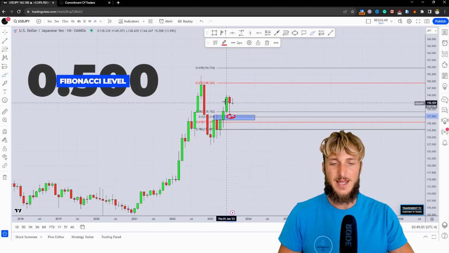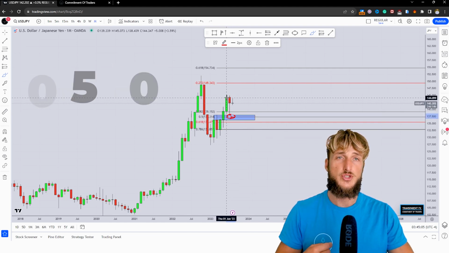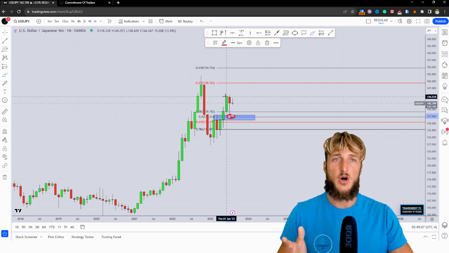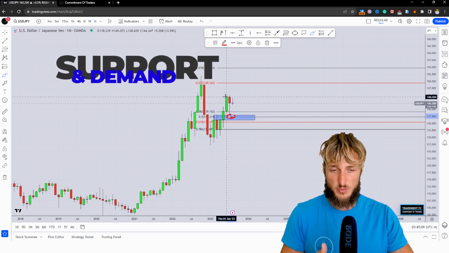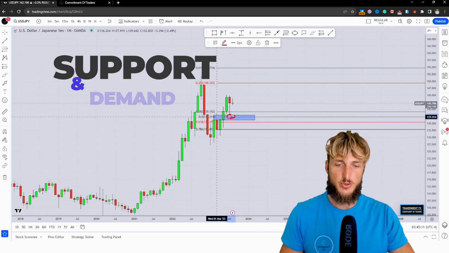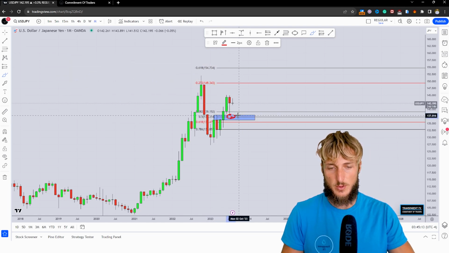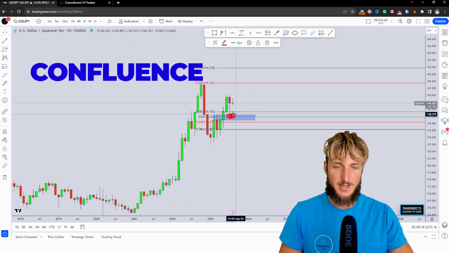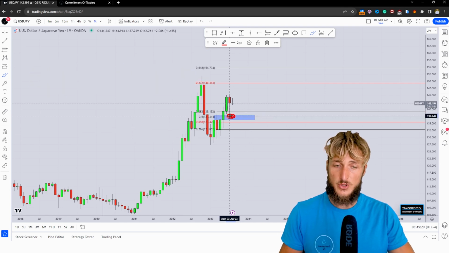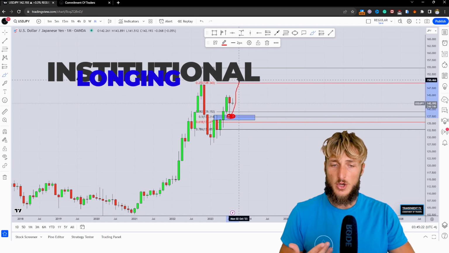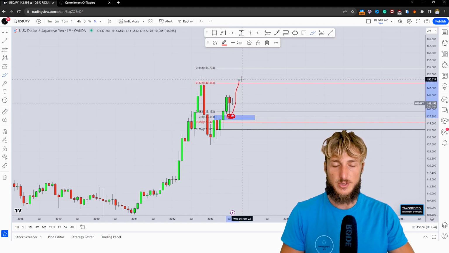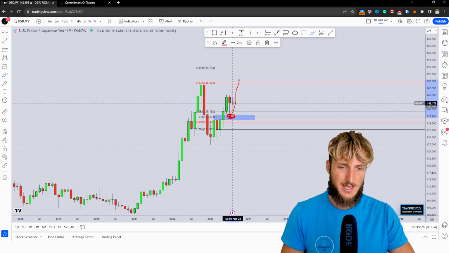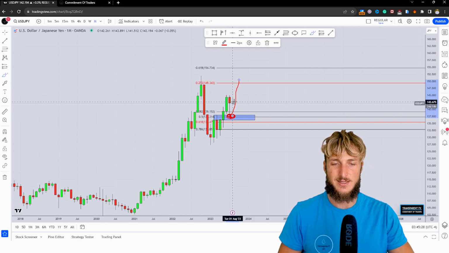of the Fibonacci taken on this monthly impulse, which is a quite strong level of monthly demand and support that, combined with the previous structure resistance turn support that we have previously identified, creates confluence of support at this area, inside of which we could see institutional longing, which at that point could push the price even higher, which is in fact exactly what the market has just started doing.